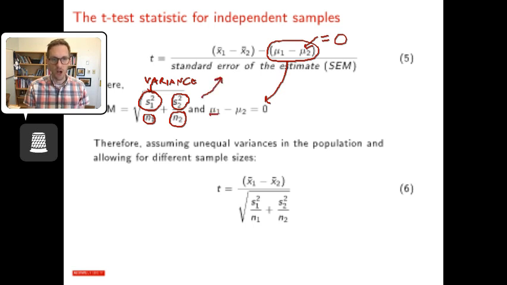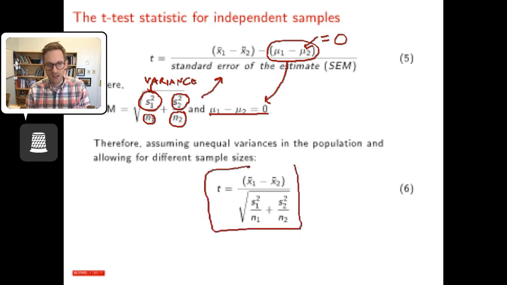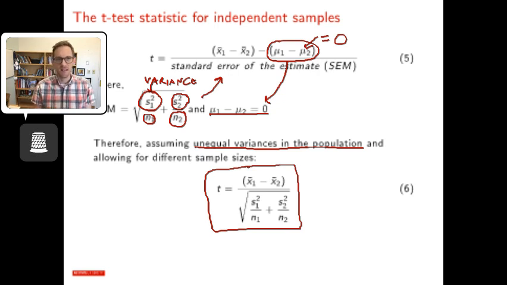So assuming that we are testing a null hypothesis that there is no difference in the population, this is your t statistic. And the only other assumption we make is that there are unequal variances in the population. Okay, so it's a safe, kind of conservative estimate to make that in the population, these two samples may have different variances.